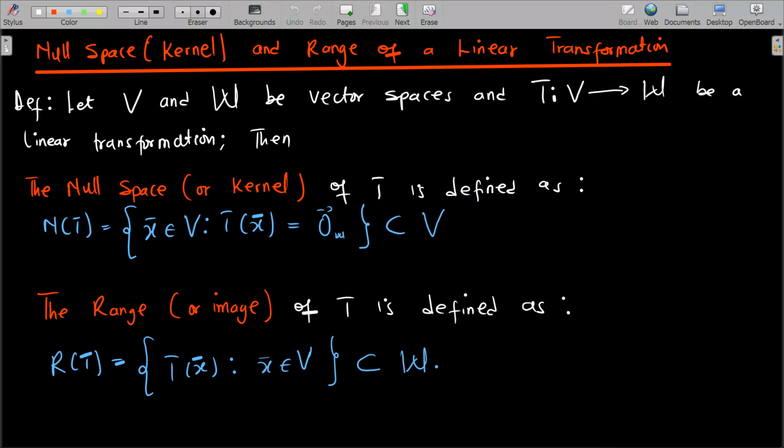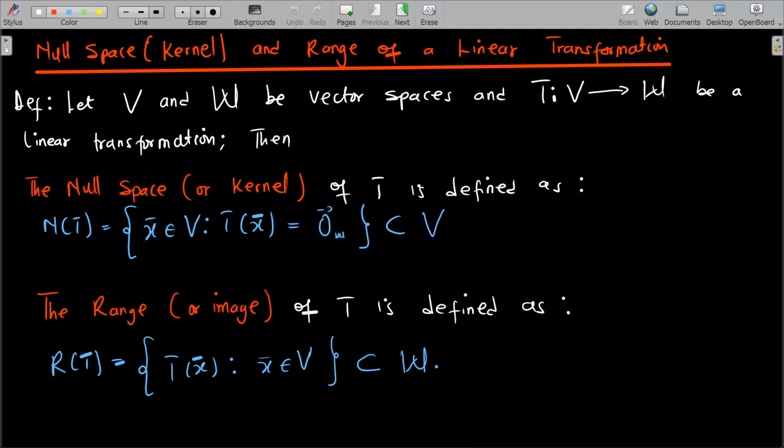Welcome back to our lesson on linear algebra, and we are at the null space, or the kernel, and range of a linear transformation. Okay, so let's dive deep into this together. So the null space and range of a linear transformation, what is the definition?